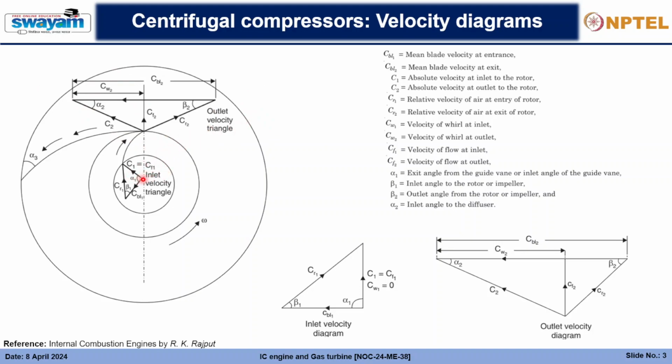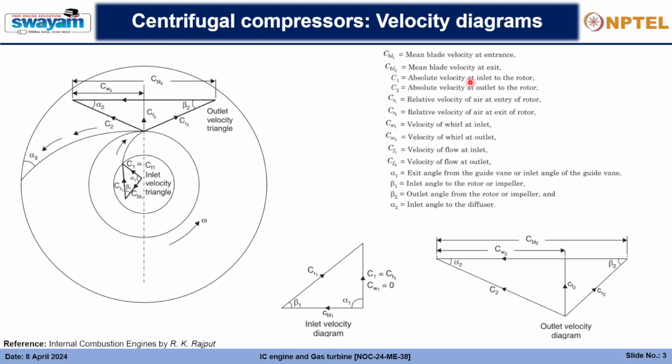So the air comes in radially. CBL1 is the mean blade velocity at the entrance, and CBL2 is the mean blade velocity at the exit, and these blade velocities are imparting the final velocities to the air coming in.